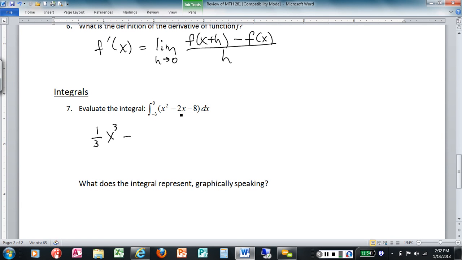And then the same thing, I'd go minus 2, so I'd have x squared, so I'd divide by 2, so that's going to be 1. And then what about the minus 8? Well, you have to add the x there. And now in this case, we don't have to add the c because I'm doing the definite integral. I'm just going from -3 to 0. So yeah, that's 1. So plug in the 0. Hey, that's good. That's just all 0, isn't it?